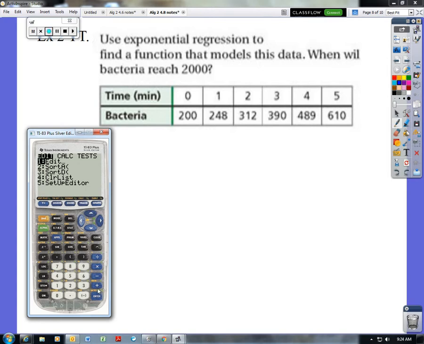So I'm going back to edit. I'm going to clear these out. Over, up, clear, down. 0, enter, 1, enter, 2, enter, 3, enter, whoops, backspace. 4, enter, 5, enter. Oops, look at that, I made a mistake.